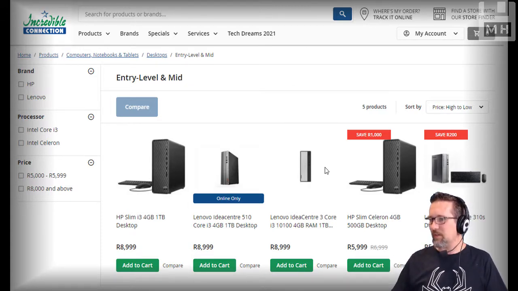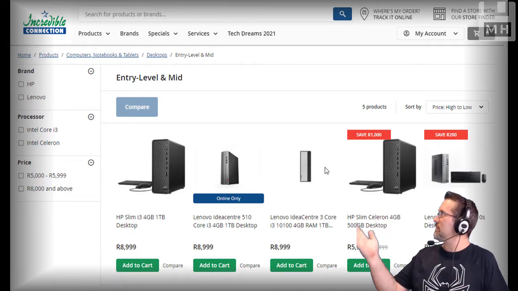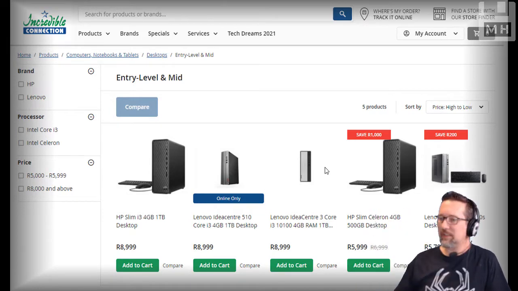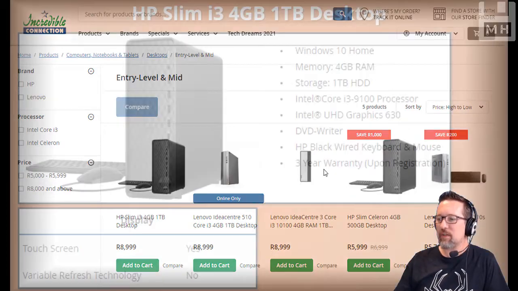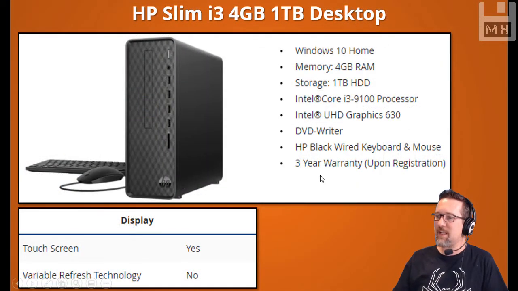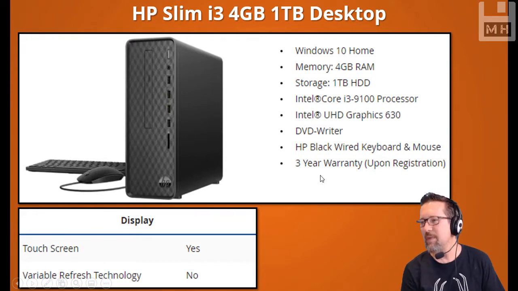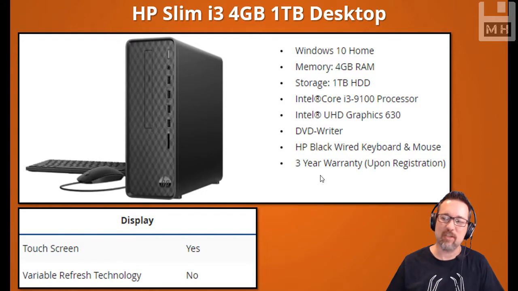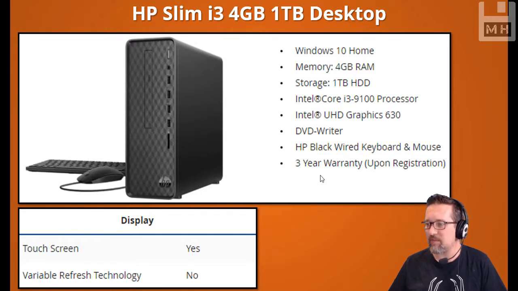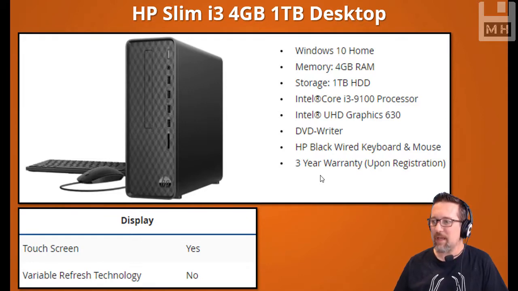So here I am in front of the Incredible Connection website. I call them Incredible Corruption, don't tell them that. But anyway, let's have a look and see what they have for us today. Here we have the HP Slim i3 4GB 1TB desktop. It's actually quite a nice machine, and I wouldn't mind getting this for myself, but I definitely want to bump up that RAM.